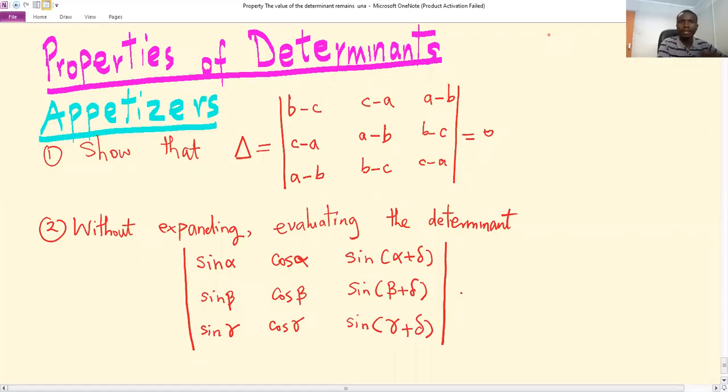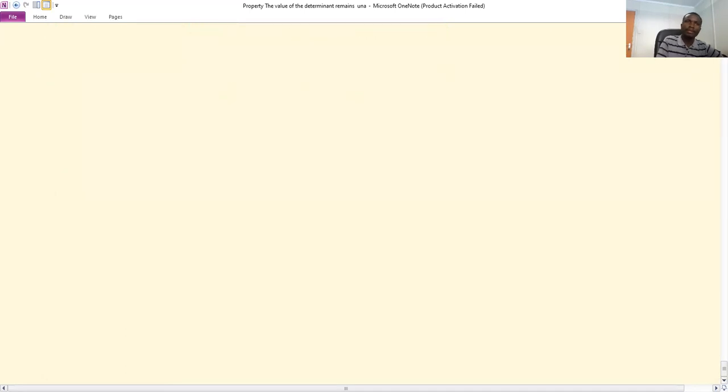Welcome to this session. In this session, we are going to evaluate some determinants using the properties we stated in the previous session. There are two problems. Let's solve the first one, to prove that the determinant given is 0. Solution.